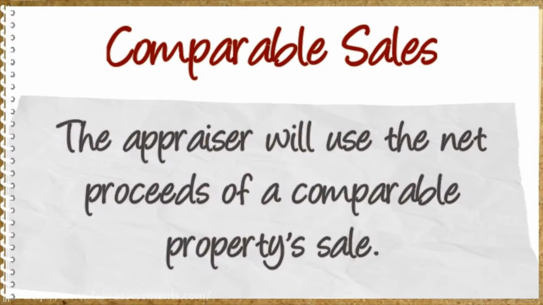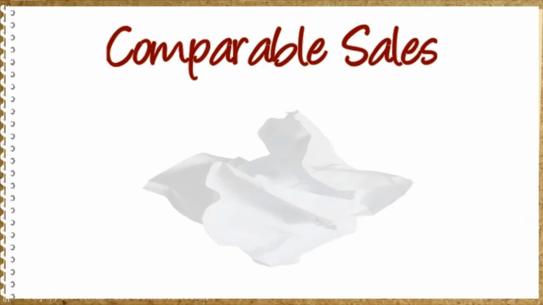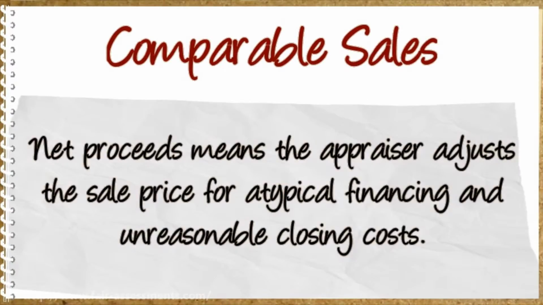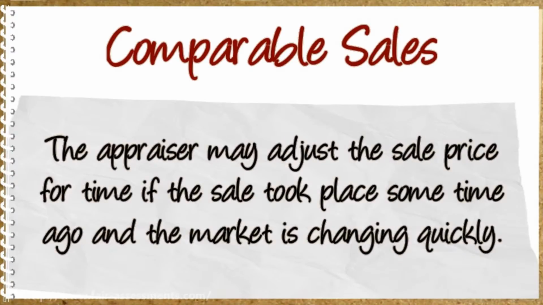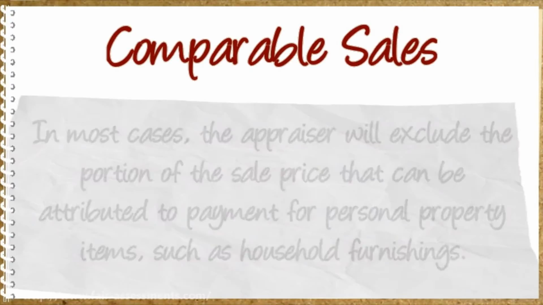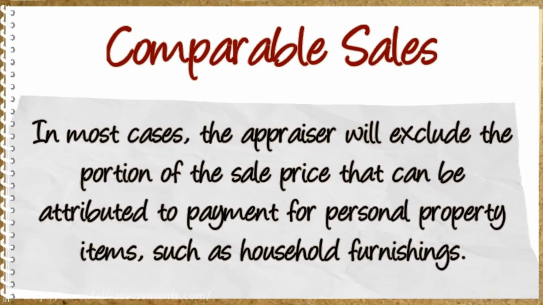Comparable sales. The appraiser will use the net proceeds of a comparable property's sale. Net proceeds means the appraiser adjusts the sale price for atypical financing and unreasonable closing costs. The appraiser may adjust the sale price for time if the sale took place some time ago and the market is changing quickly. In most cases, the appraiser will exclude the portion of the sale price that can be attributed to payment for personal property items, such as household furnishings.